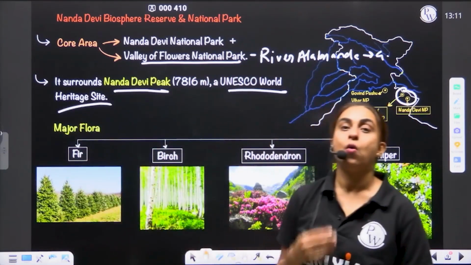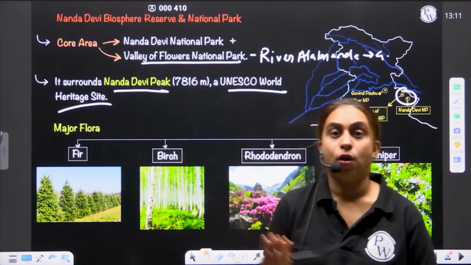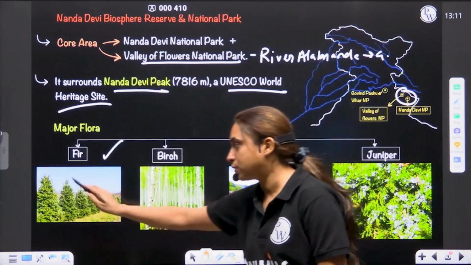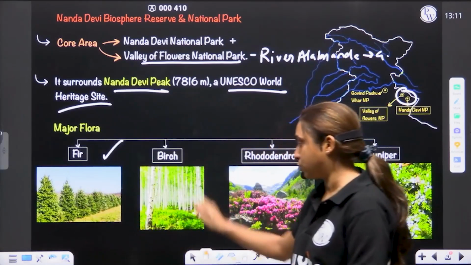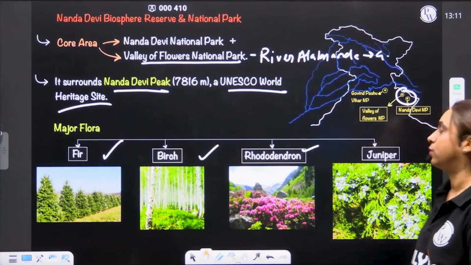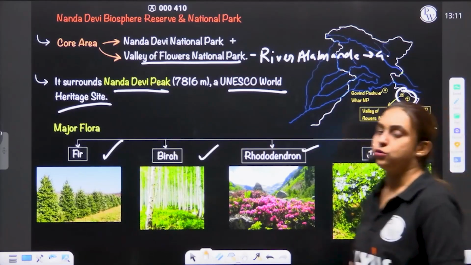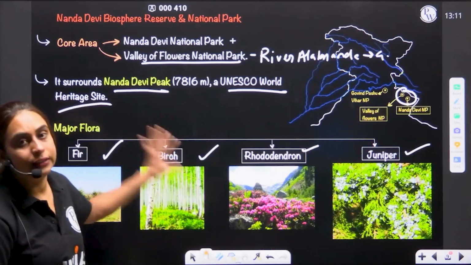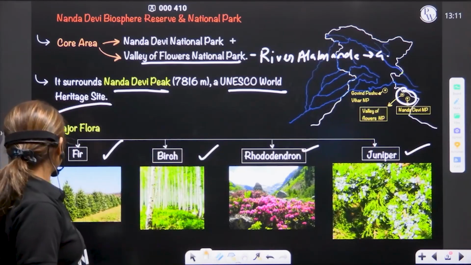If I talk about what kind of forest trees are found in the Nanda Devi Biosphere Reserve, you have fir, as you can see, the conical shaped fir. You have birch trees. You have rhododendrons, beautiful colorful flowers, and you also have junipers. So junipers, fir, birch, and rhododendrons in the Nanda Devi Biosphere Reserve.